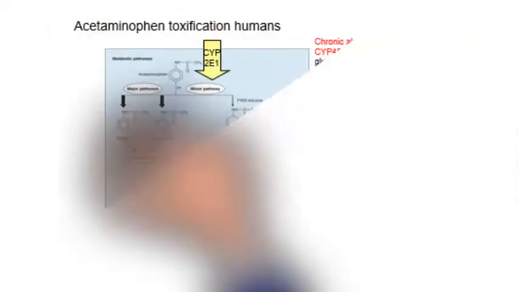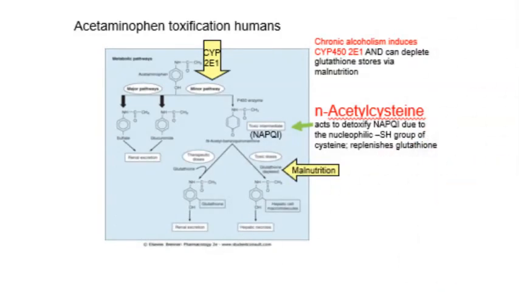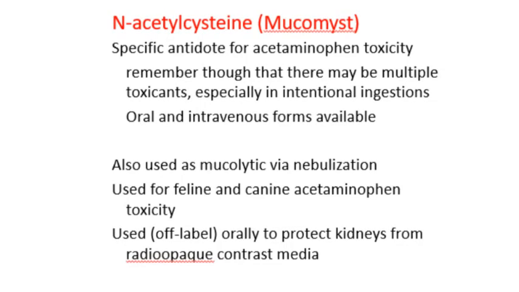Chronic consumption of alcohol can increase the rate of toxification of acetaminophen. Chronic alcoholism induces cytochrome P450 2E1, and it can also deplete glutathione stores through malnutrition. When CYP2E1 is induced, we have a greater rate of formation of the toxic metabolite NAPQI. The specific antidote for Tylenol toxicity is N-acetylcysteine. It helps to replenish glutathione stores. N-acetylcysteine, Mucomyst, is the specific antidote for acetaminophen toxicity.